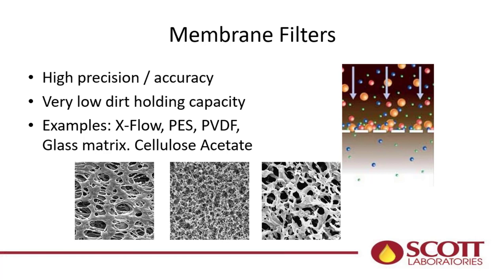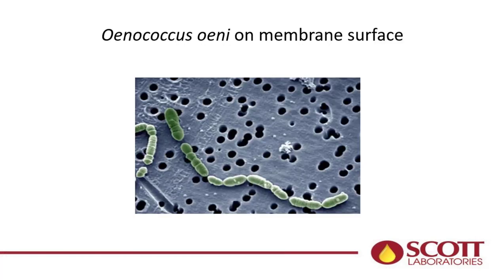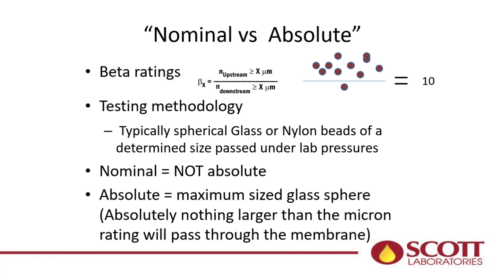Crossflow, PES, PVDF, glass matrix. There's a lot of different types of membranes out there. Here's another picture. This is what Oenococcus oeni looks like. This is malolactic bacteria. That's what they look like on a membrane surface.